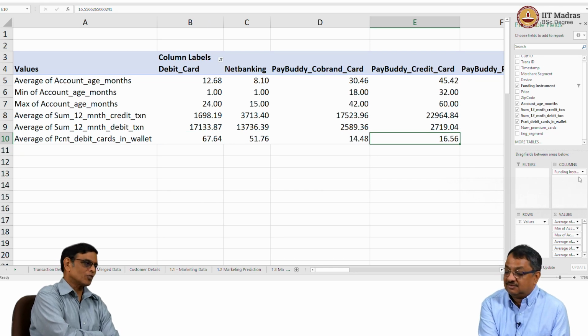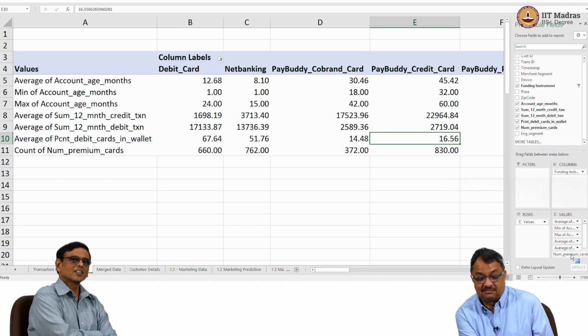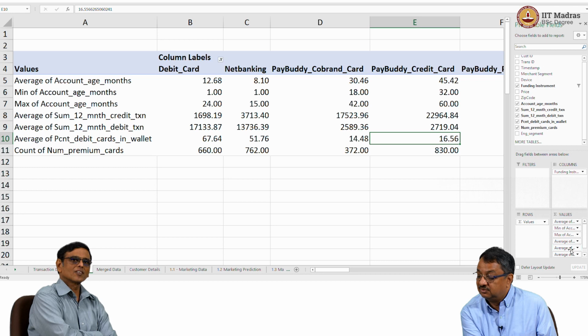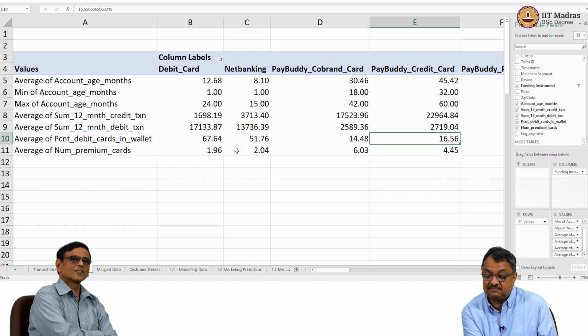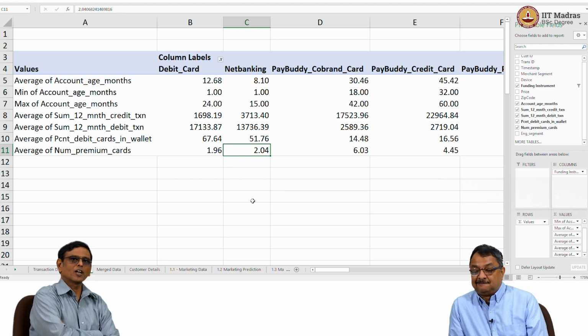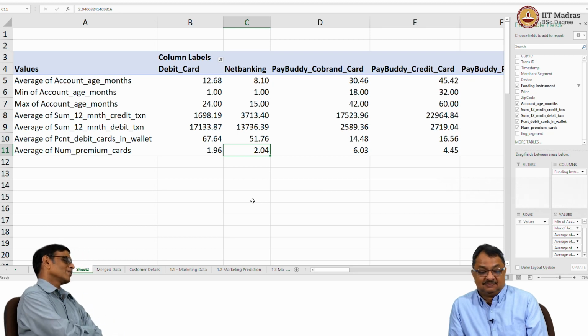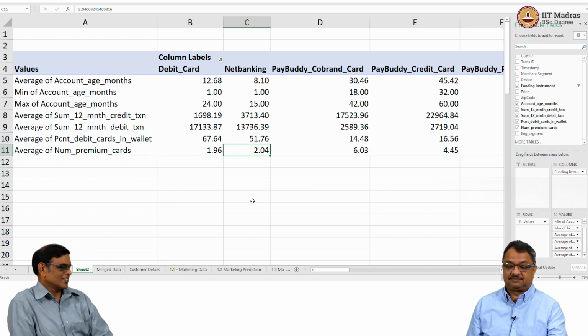Now you can do the same thing for premium cards. Let's do it. So what you're saying is the debit card user on average has only two premium cards, whereas a credit card user on average has 4.5. Yeah, good. Very good studies.